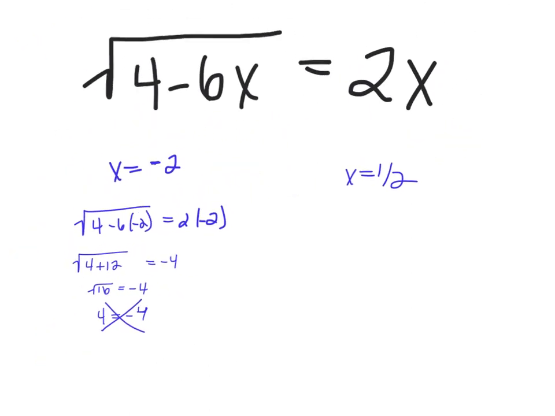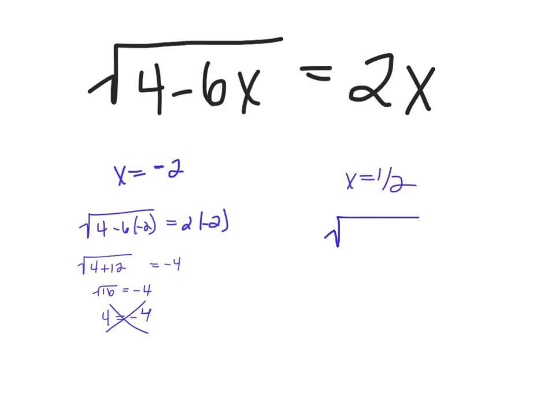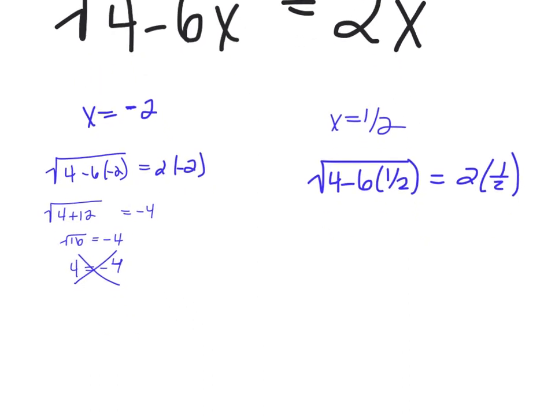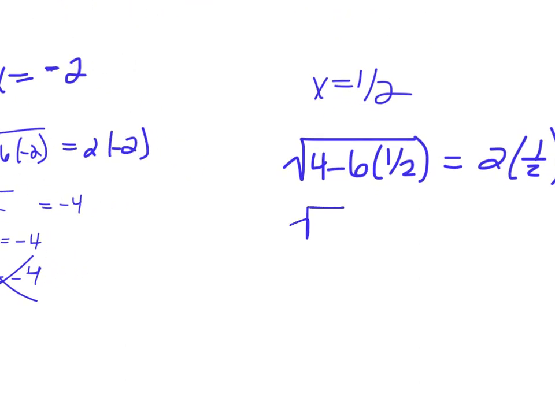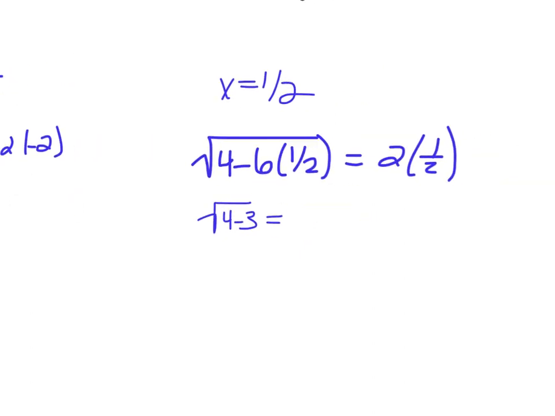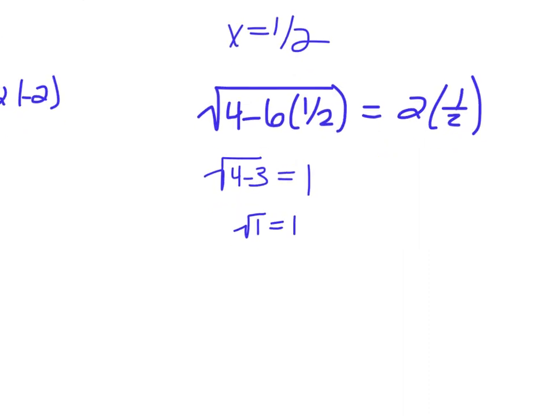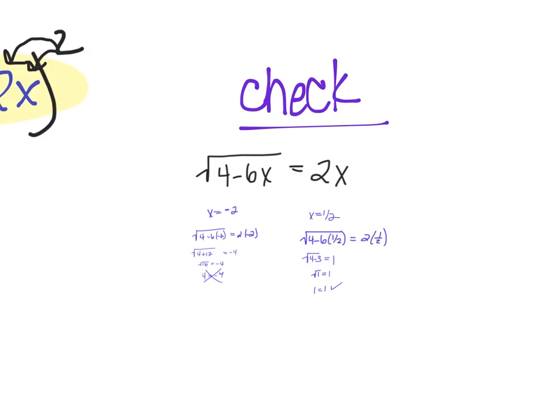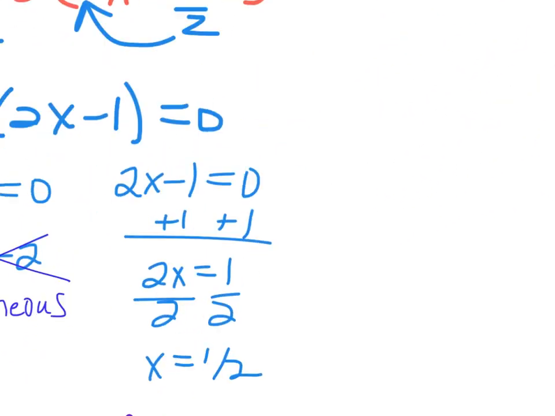And yes, we have to plug in a fraction. That's okay, though. 4 minus 6 times 1/2 equals 2 times 1/2. So before you say, oh my gosh, fractions are so hard, guys, what is 6 times 1/2? 3. So you have square root of 4 minus 3 equals, what is 2 times 1/2? 1. So I have the square root of 1 equals 1. What's the square root of 1? 1. Does 1 equal 1? So what do you know about 1/2? It is true. It's a solution.